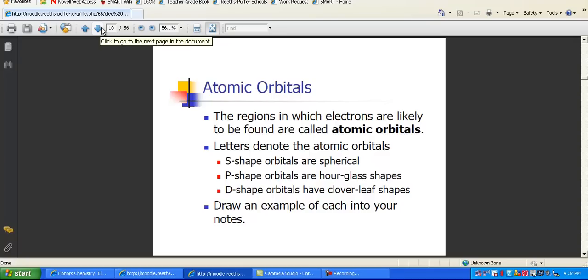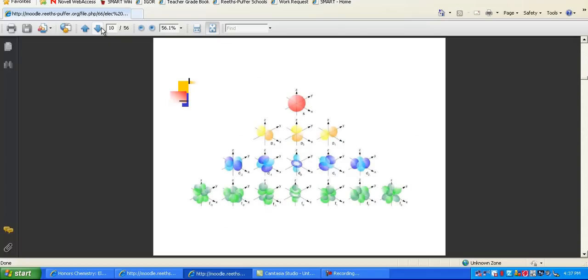I'm asking you to sketch the following. Best you can. I'm no artist. Let's take a peek. Where it says S shape, in your note pack, this is what I would draw.